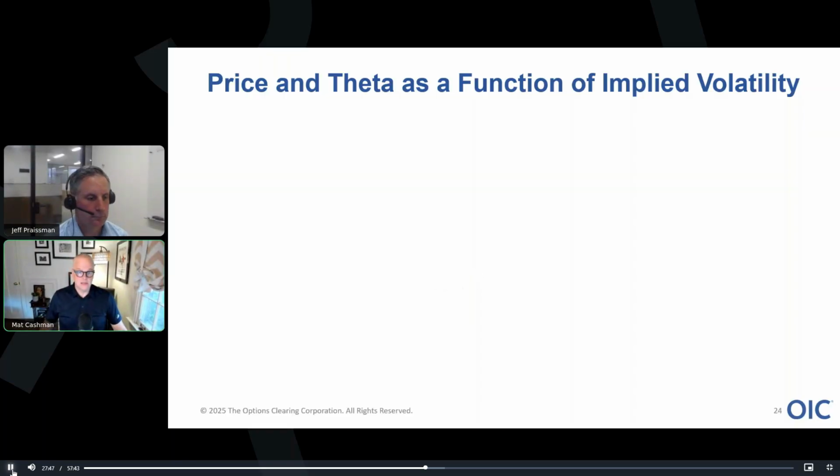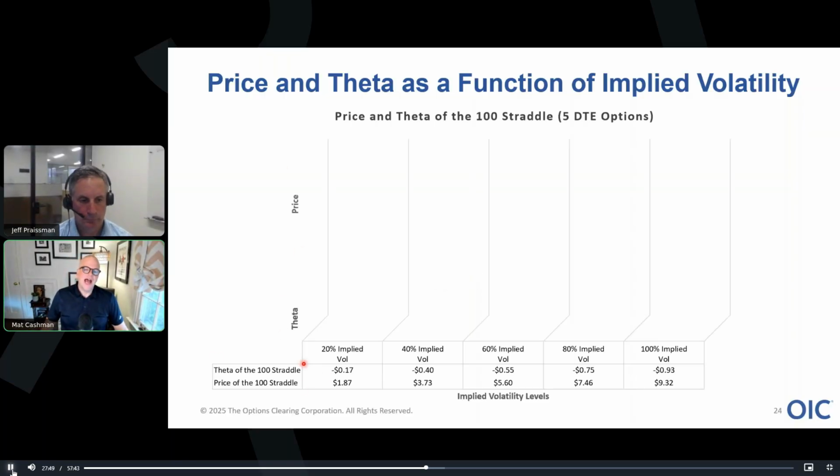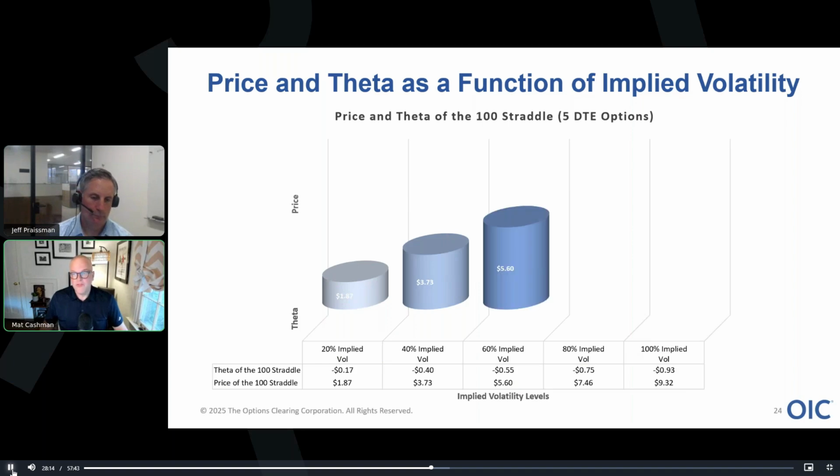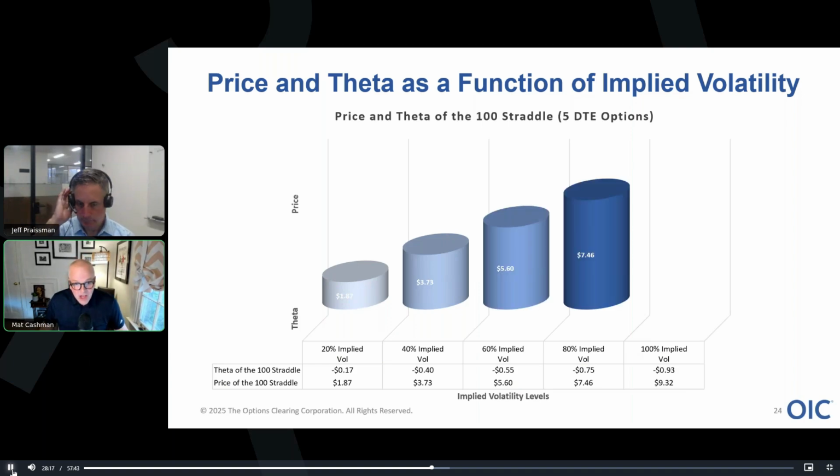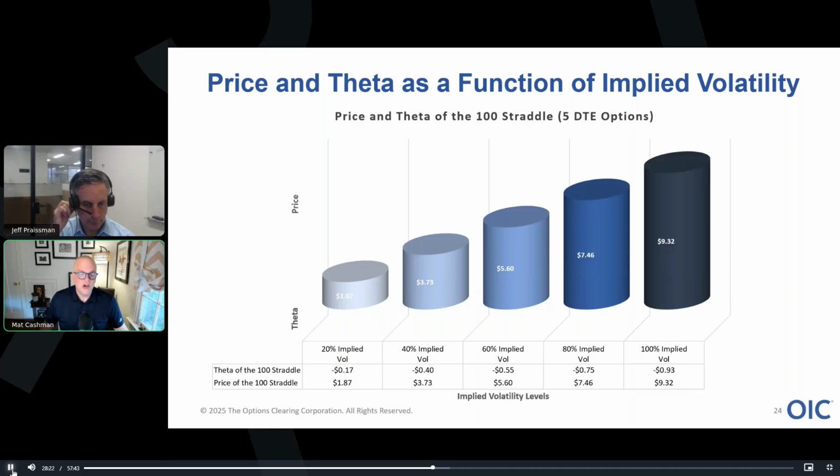All right, let's talk about its theta. Same situation. I had to move it to the 100 straddle in this case because the data was kind of crappy for the 60s. I want you to think about this as a 20 implied vol, 40, 60, 80, and 100. This is the actual price of the at the money straddle. 5 days to expiration. So $1.87 for the 20 vol. It almost doubles to $3.73 for the 40 vol. The 60 vol gives you a $5.60 straddle. The 80 vol gives you a $7.46 straddle. And the 100 vol gives you a $9.32 straddle.